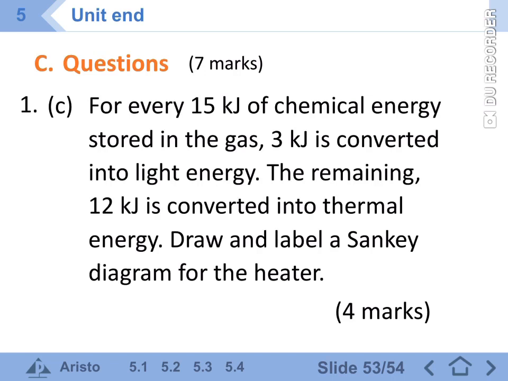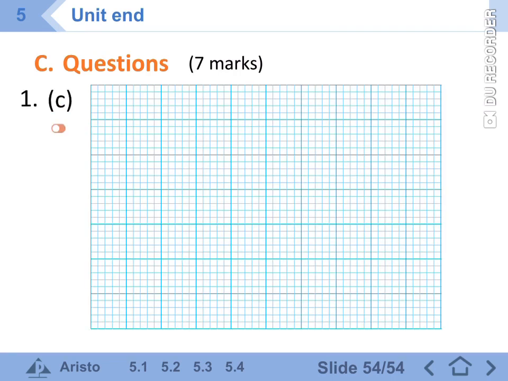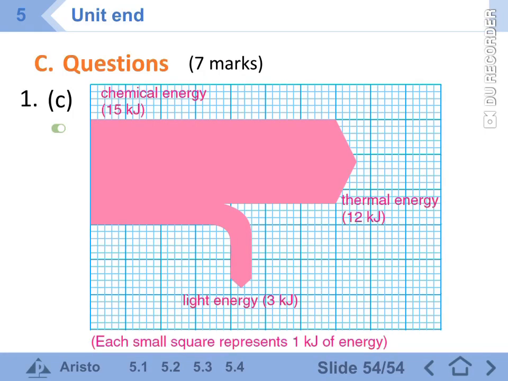Here, 3 kilojoules is converted into light, and the remaining 12 kilojoules is converted to thermal. Thermal energy, the heat energy, is the desired energy, the useful energy. So the output of 12 kilojoules is what we want, and only 3 kilojoules are lost as light energy, so you see it as light. Draw this diagram properly, please use a ruler. That's what it should look like, okay?